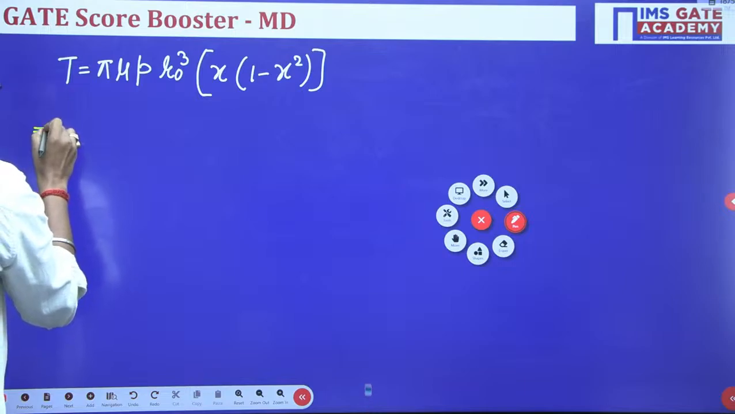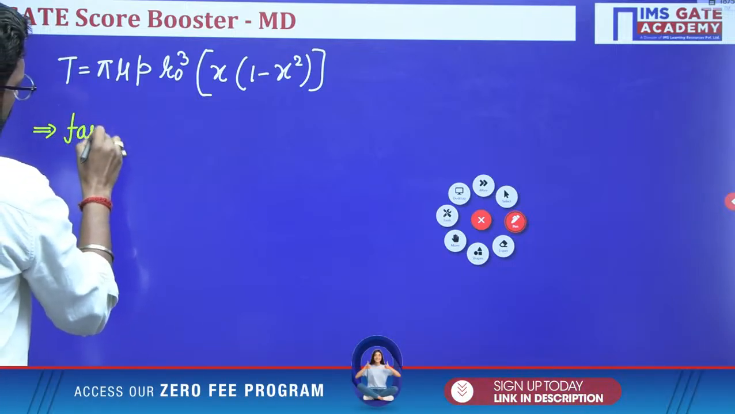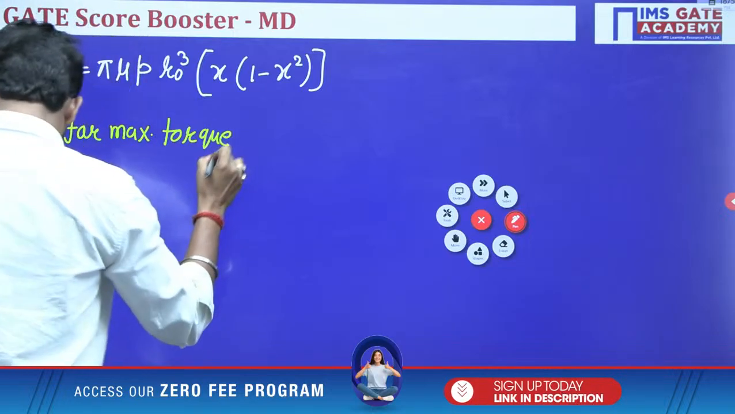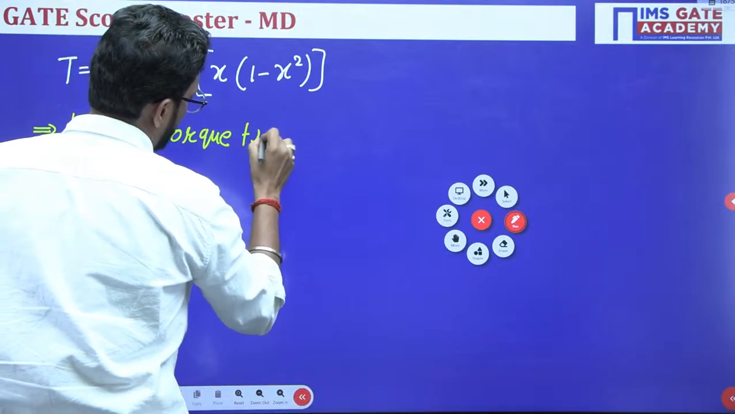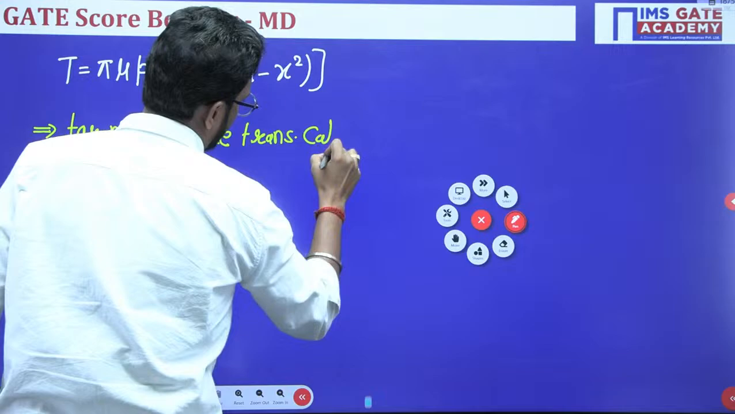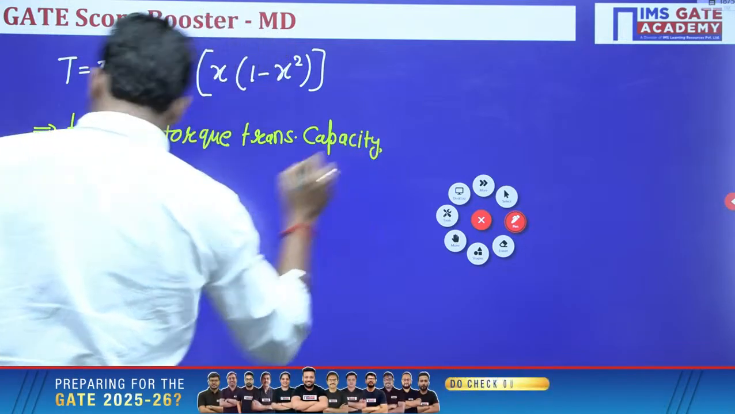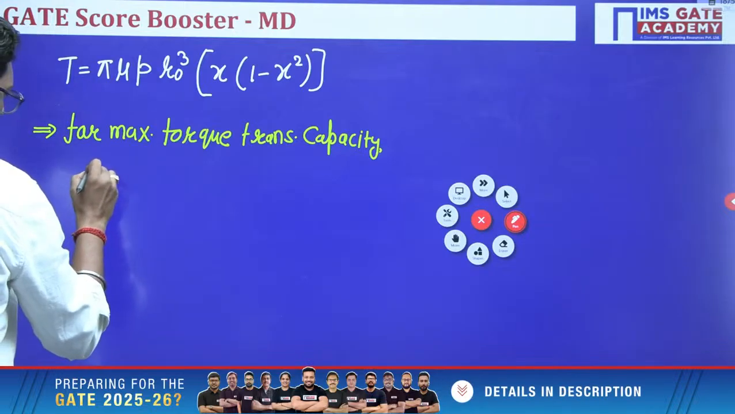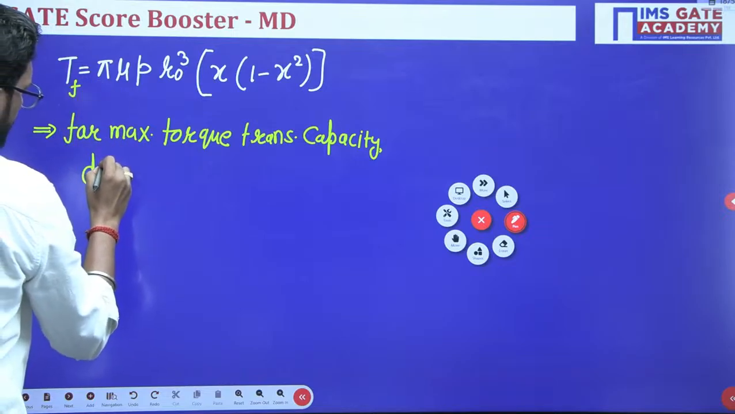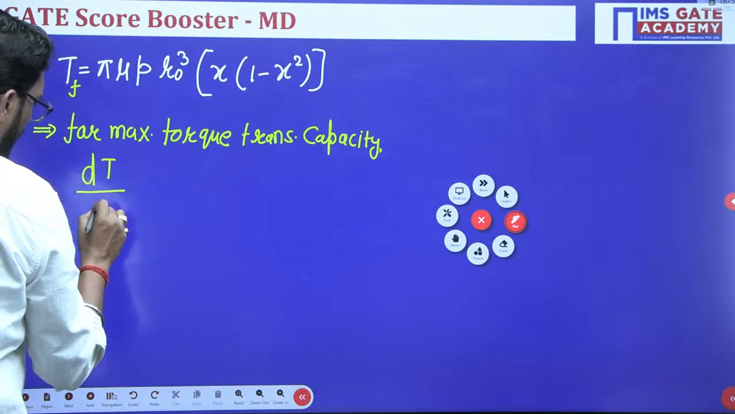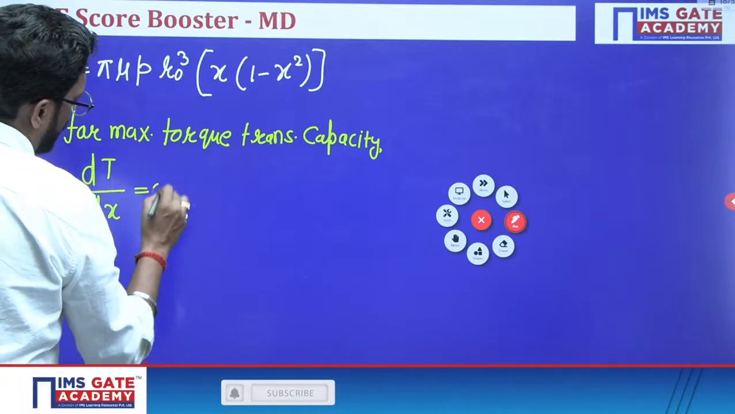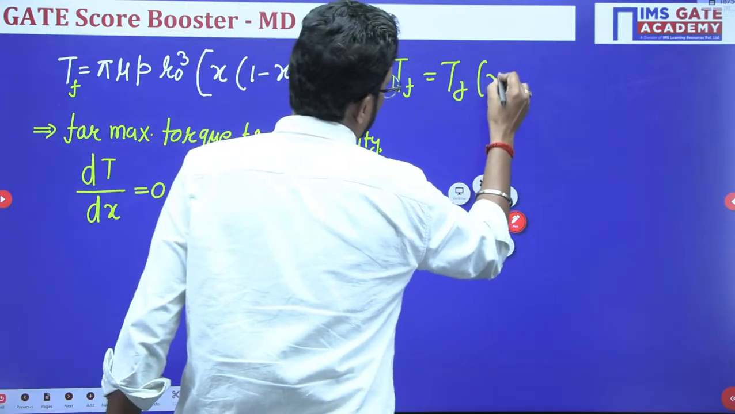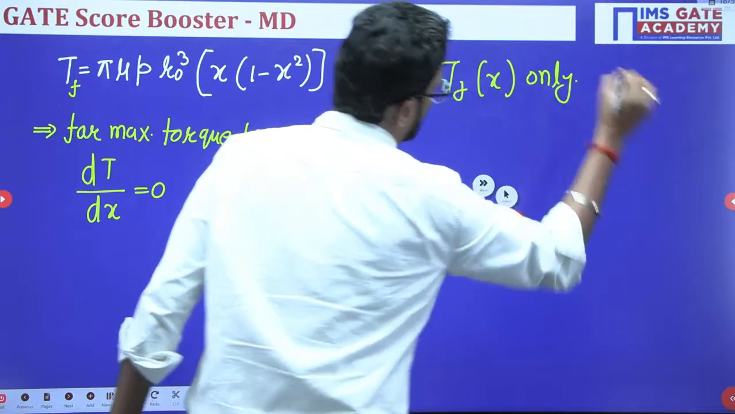So for maximum torque transmitting capacity, what is it? dT by dx, that means, obviously this is frictional torque, dT by dx is equal to 0. Why? Because this frictional torque is a function of x only. Yes or not? This is a function of x only.